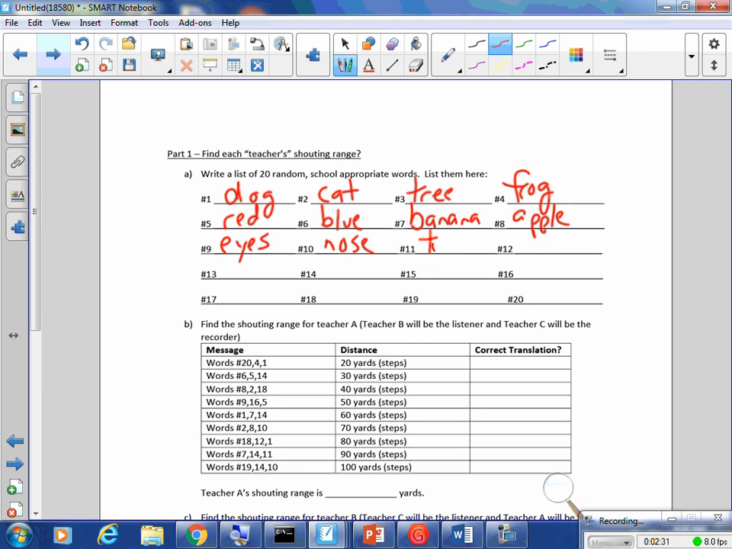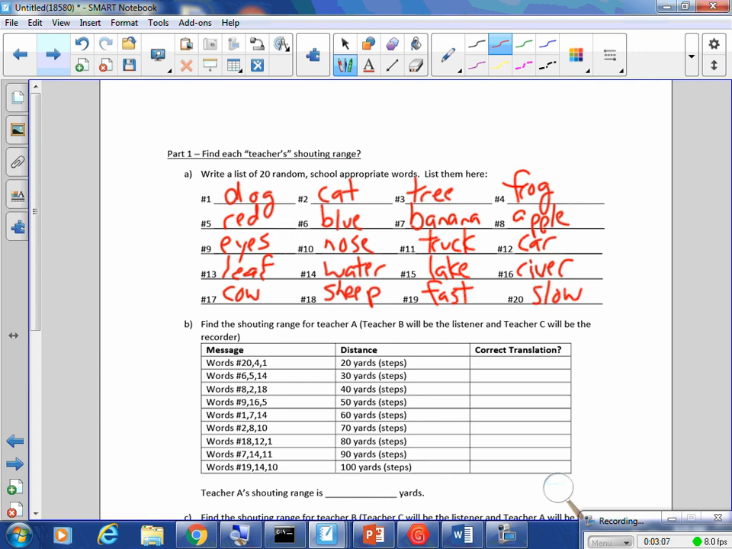Truck, car, leaf, water, lake, river, cow, let's see, what else? Sheep, fast, and slow. So there are no rules to the words. The only thing is they're going to be school appropriate. So now, these are the 20 words that we're going to work with.